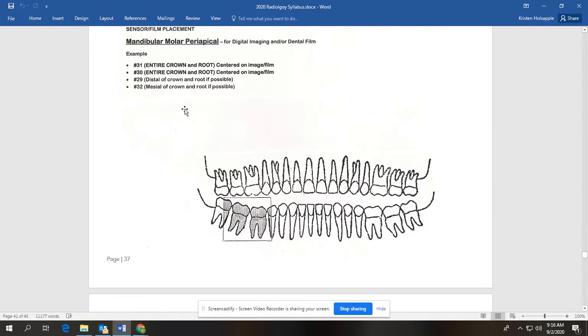Mandibular molar, it's going to be the same as a maxillary molar periapical. You're going to center the first and second molar. If you don't get the entire third, it's okay, because we'll come back and get a pano.